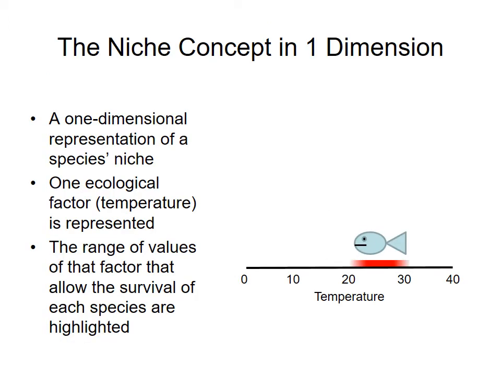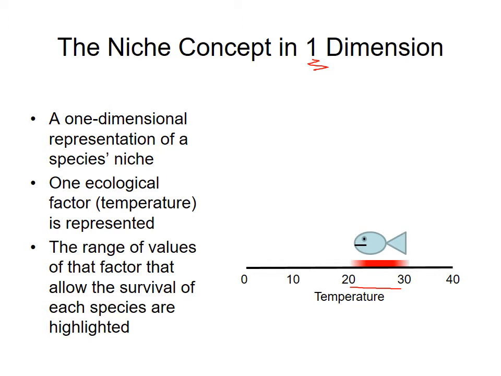All right, so before we get into the n-dimensional hypervolume, let's start with a simple one-dimensional model of niche space. So niche space is sort of the range of environmental conditions in which a species can survive. And in this case, we're describing the species niche space simply in terms of temperature. This temperature range from 20 to 30 is the range in which this particular species of fish can survive. This wouldn't have to be temperature, it could be any ecological factor.